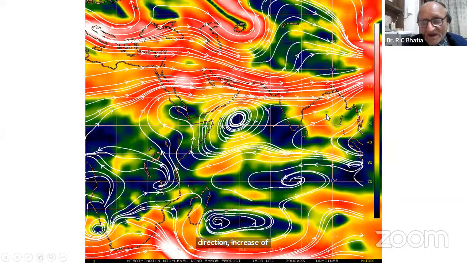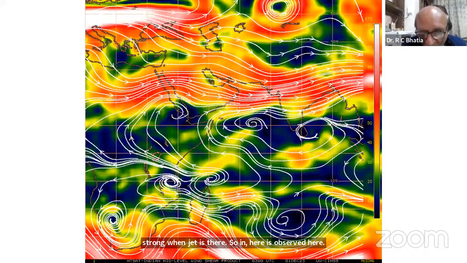increase of shear, mid shear. It increased because there was a very strong wind, jet is there. So increased wind shear is observed here. And then on 1st December at 3 GMT, it has disappeared. And that is why on 1st December, it became a depression. So this was useful to analyze the situation.